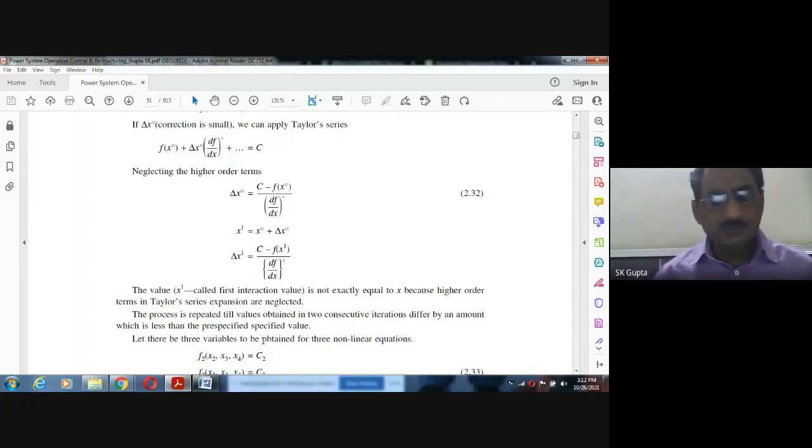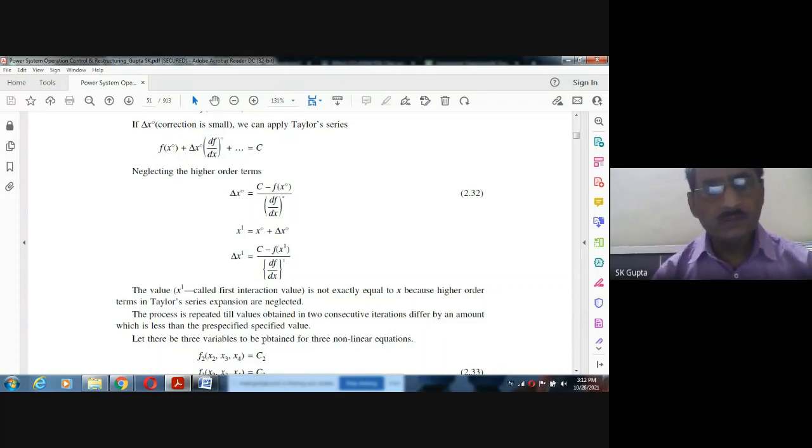In the previous class, we were describing the Newton Raphson method for one nonlinear equation. If there is one nonlinear equation, how do we solve it by the Newton Raphson method? This we were describing in the previous class.